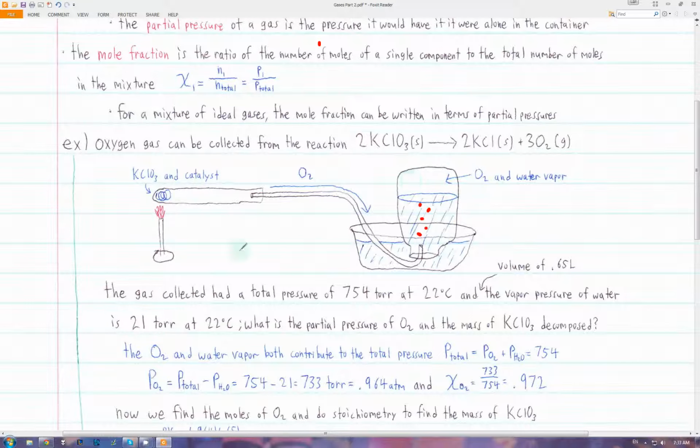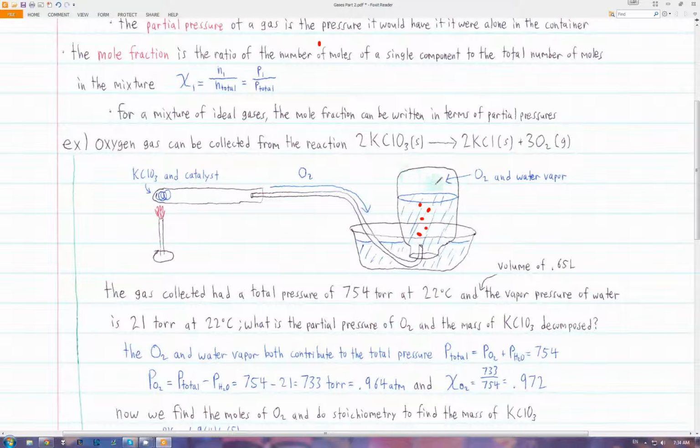So let's say the gas has collected a total pressure of 754 torr, and it's at 22 degrees Celsius. And the gas that we collect also takes up a volume of 0.65 liters. And so we know the vapor pressure of water at this temperature is 21 torr. So what is the partial pressure of the oxygen in this gas collection? And what is the mass of KClO3 that was decomposed to get this much oxygen?